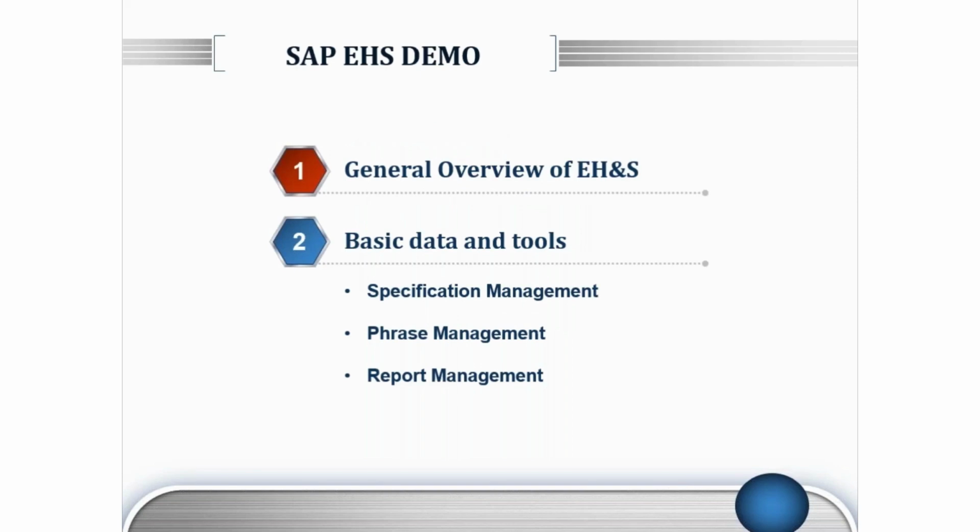This is a very important component because this is where all your data related to EHS will be stored. Maybe it is related to MSDS, incidents, product safety, hazardous substances, dangerous goods, or even waste management. All the data related to EHS will be created, and that data will be stored in basic data and tools. So this is the very important and the first component we are going to learn. Within this basic data and tools, we are going to see what is specification.